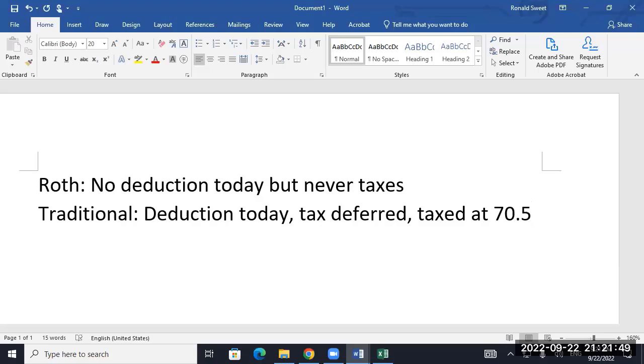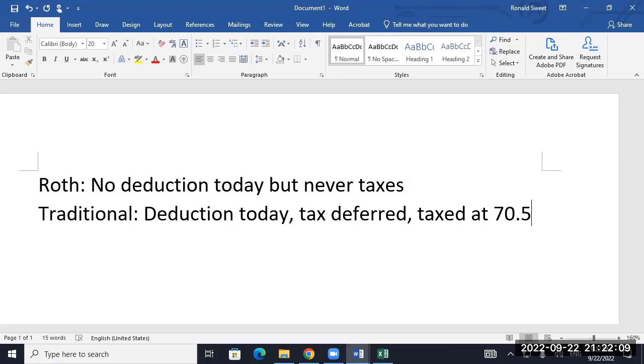You have to meet those requirements. If you don't understand that, the company's going to do it for you. They're going to make all those calculations and help you with that. When you take that out, you have to pay tax on part of it. It's not 100% taxable. It's not like you turn 70.5 and have to pay tax on the entire thing, but you do have to take out a certain amount that's going to be taxable.